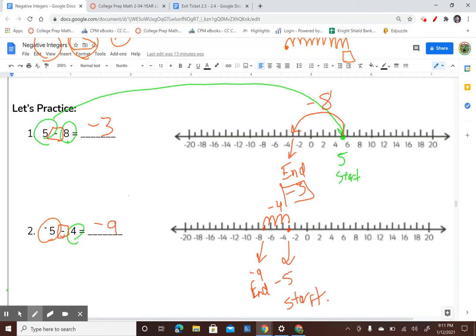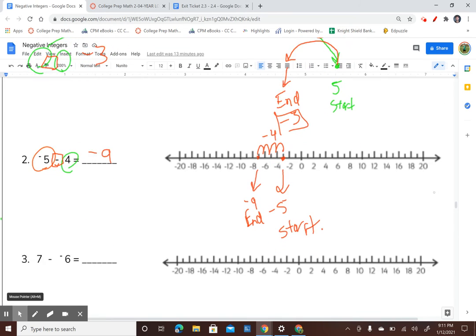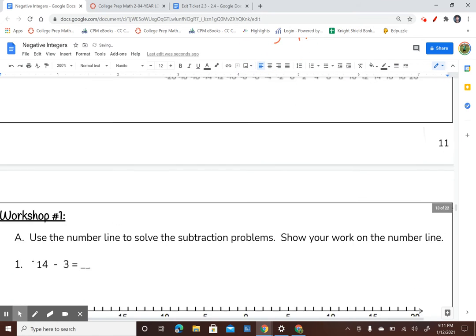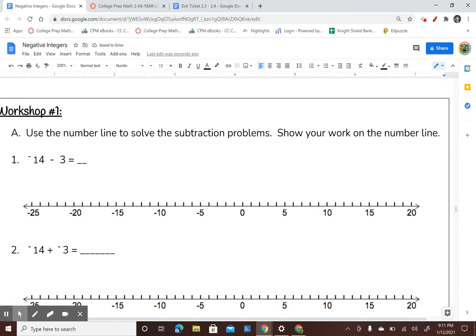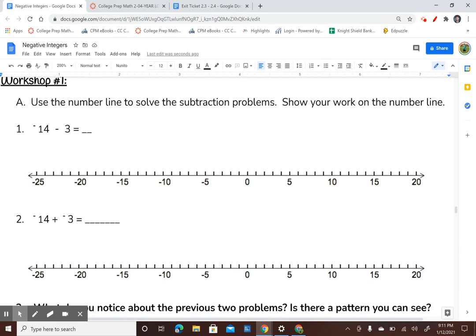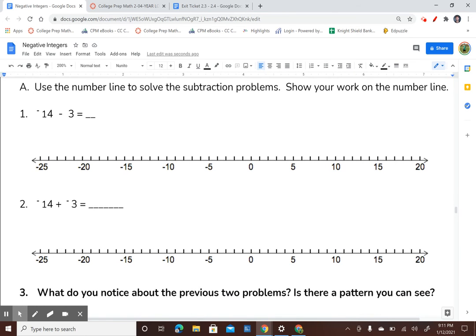All right, so go ahead, check your work. Did you get the same answers as me? If so, then you're hopefully understanding this and you can continue on and do the same thing for the rest of these problems. You're going to work from page 11 to page 12, going through workshop 1, and you're going to look for similarities here between part 1 and part 2.